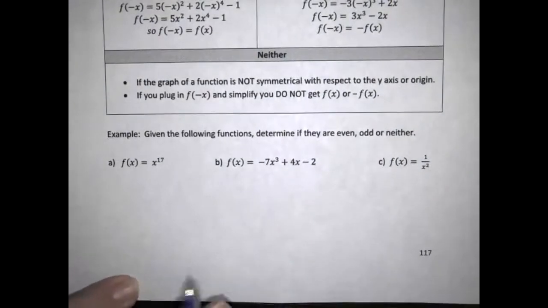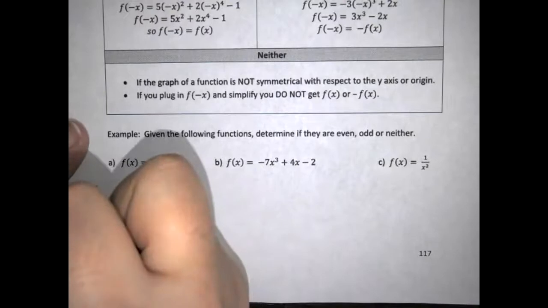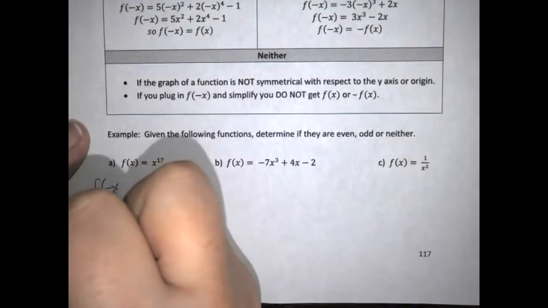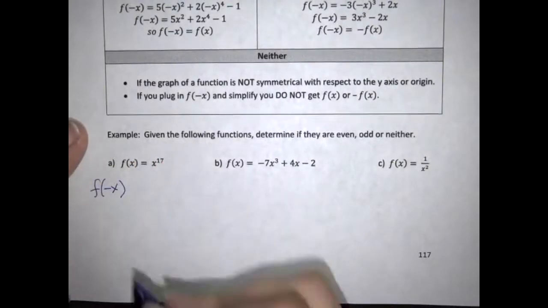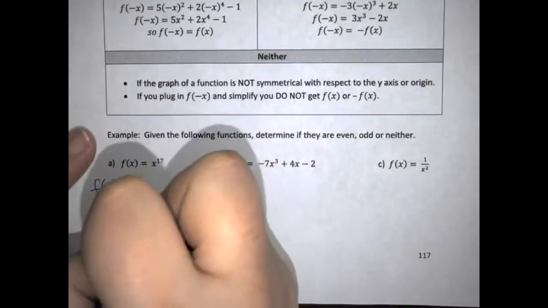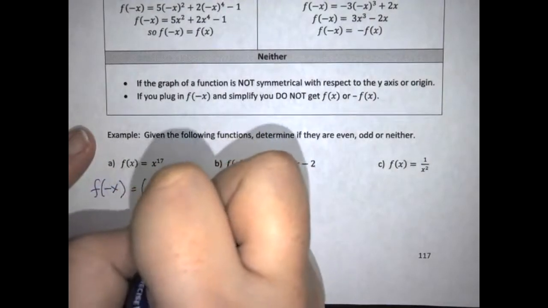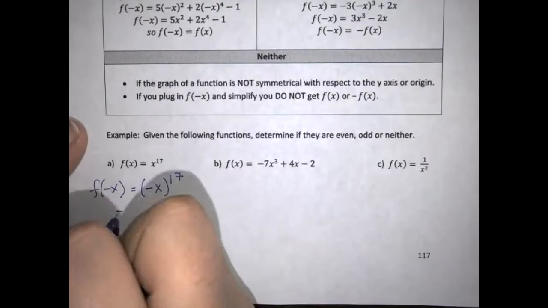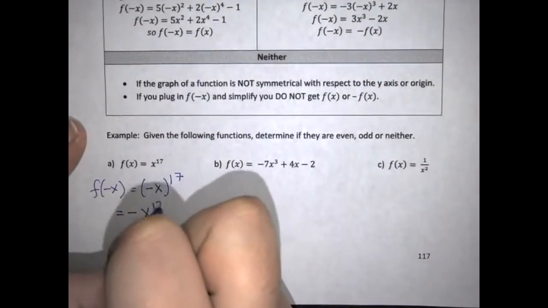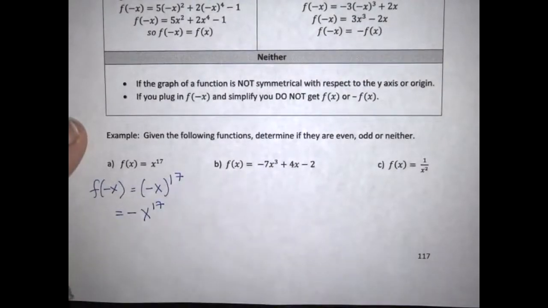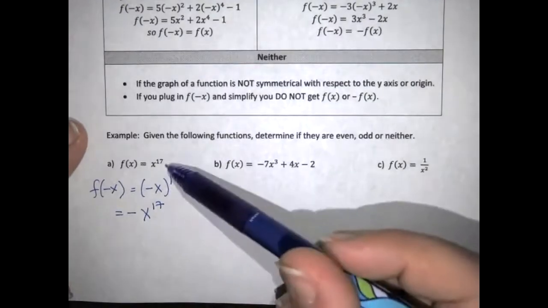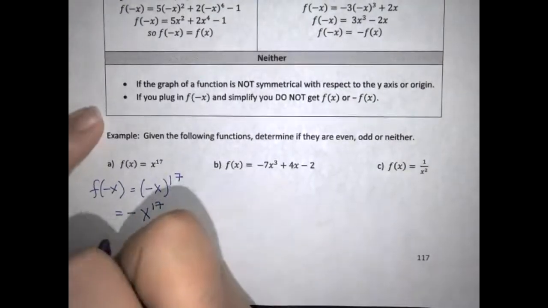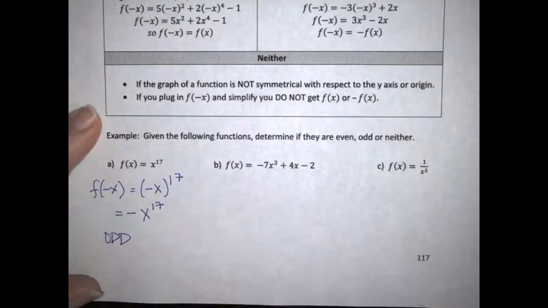So the first one says x to the 17th. Here, if we look at it algebraically, we need to look at negative x. So this is going to be negative x raised to the 17th. Well, what do we know? Any negative raised to an odd power is going to spit back the negative. So we end up with negative x to the 17th, which, if you look, is the exact opposite of what we started with. So this one is odd.